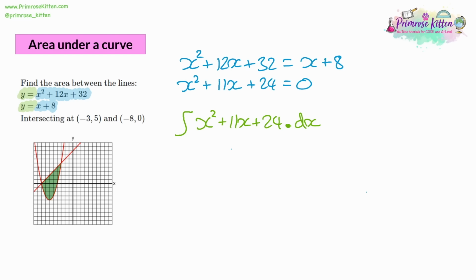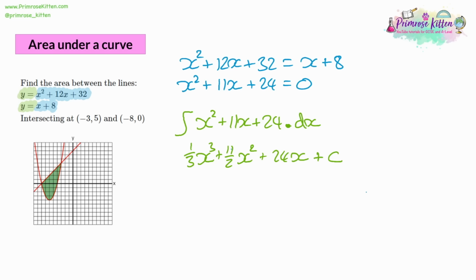And if we integrate this combined line, then it's going to give us the area in between the two lines. So to integrate it, we are going to increase the power. So x squared becomes x cubed and divide by the new power. x becomes x squared, divide by the new power. And 24, there's no x, so we're going to put an x in. So now we've got something that represents the area.